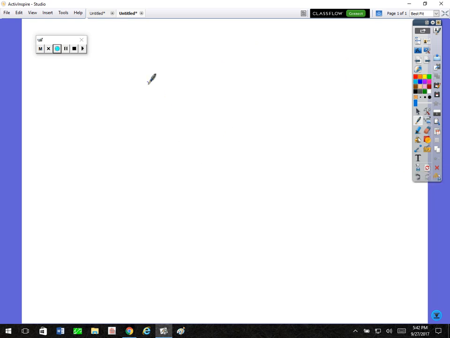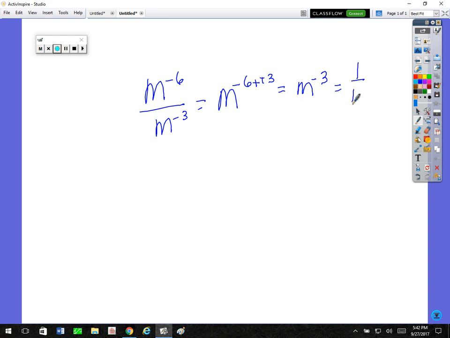What if I put m to the negative 6 on top and m to the negative 3 on the bottom? All right, so let's do it. The base is m, numerator minus denominator gives me keep, change, change. So I have m to the negative 3rd power, and immediately my attention goes right here because I can't have that negative exponent, so I'm going to change it to 1 over m to the 3rd power. Okay, final answer right there, ladies and gentlemen. Good job. You guys are doing a great job with these in class today.